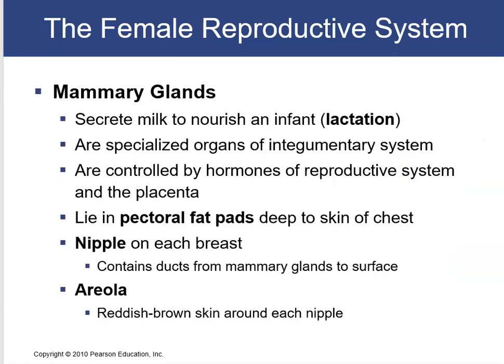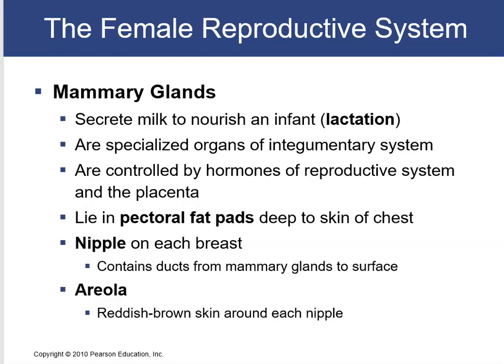Next are the mammary glands. They secrete milk to nourish an infant, and this process is known as lactation. They are specialized organs of the integumentary system, and they too are controlled by hormones of the reproductive system as well as the placenta. They lie in pectoral fat pads deep to the skin of the chest.